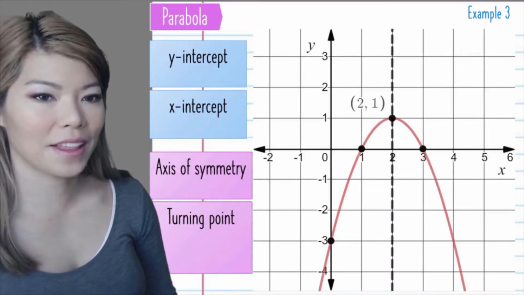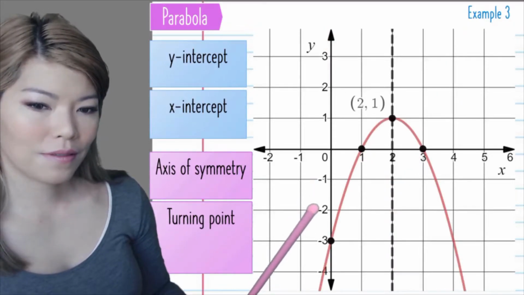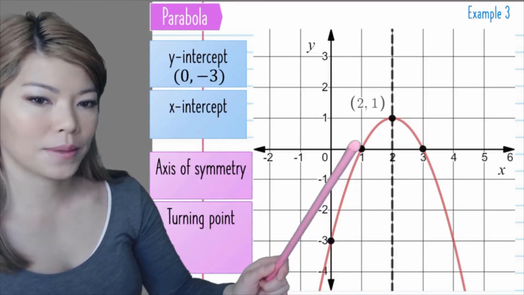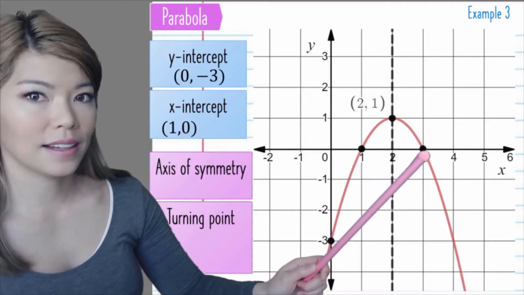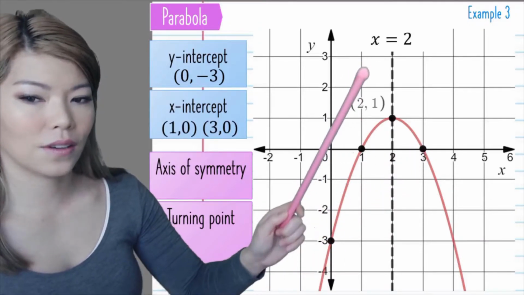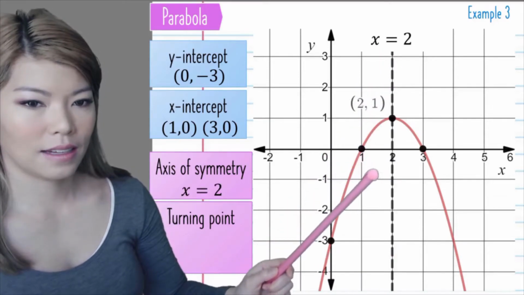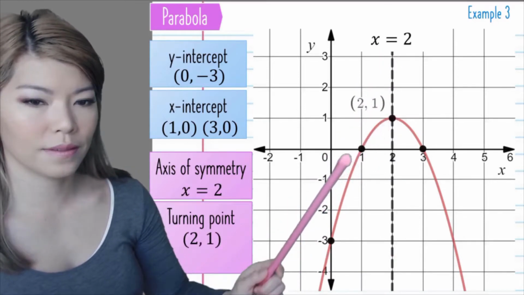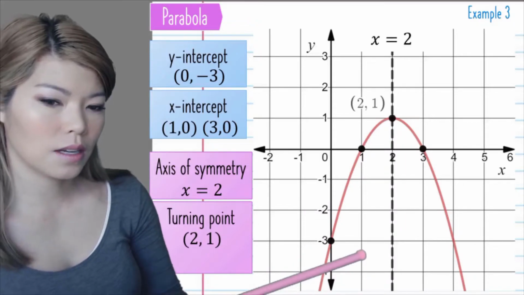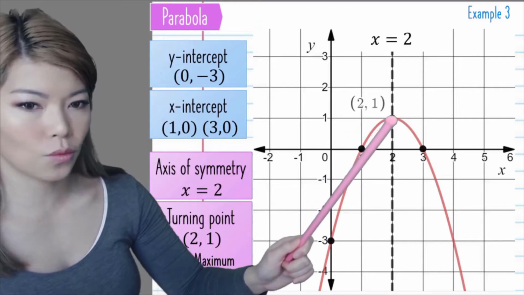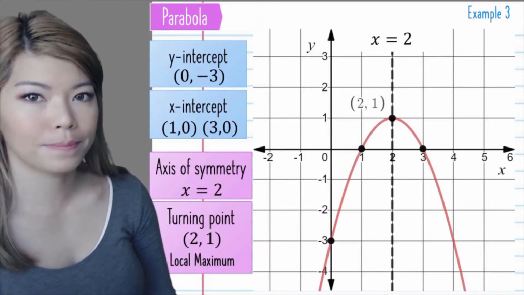Let's have a look at another graph. This graph has the y-intercept over here, 0, negative 3. The x-intercepts are 1, 0 and 3, 0. The axis of symmetry is here, x equals 2. And the turning point is now 2, 1. And this time, the turning point is a local maximum. So the biggest y value, so it's called local maximum.